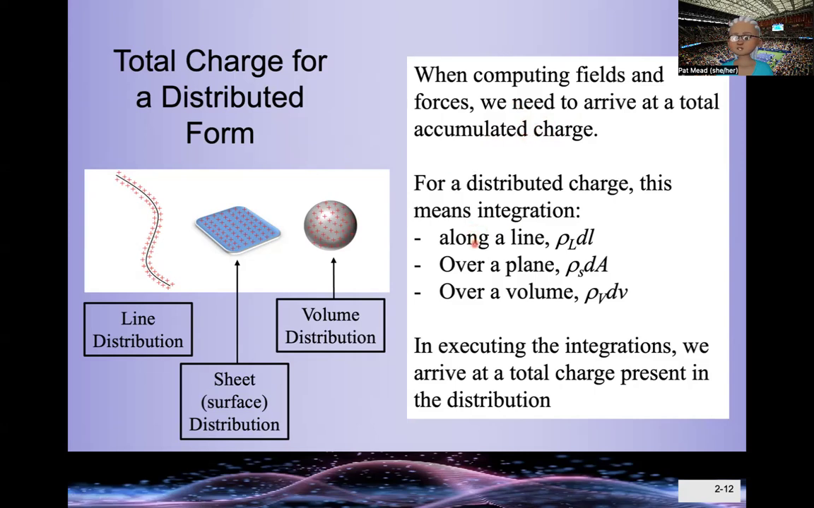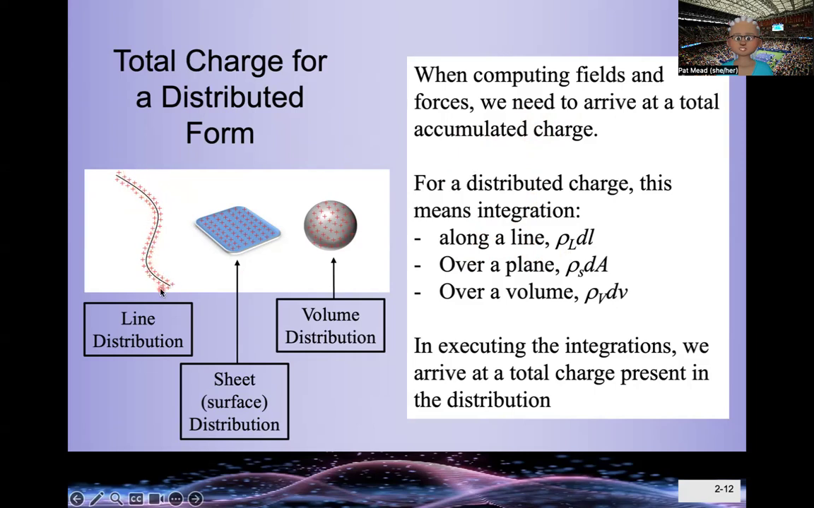So if it's just distributed along a line, we think of the charge distribution as a line charge. It has units of coulombs per unit length. And in order to figure out how many total coulombs exist along this line, we integrate, and we call it rho sub L.